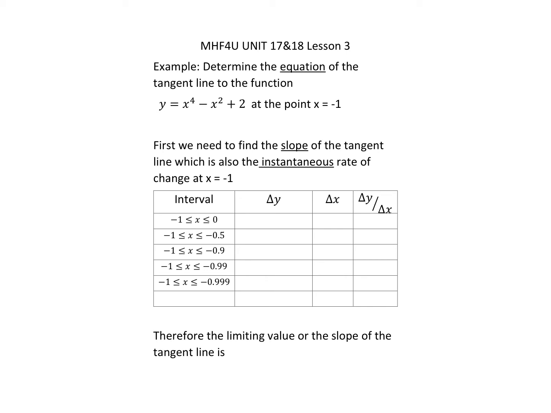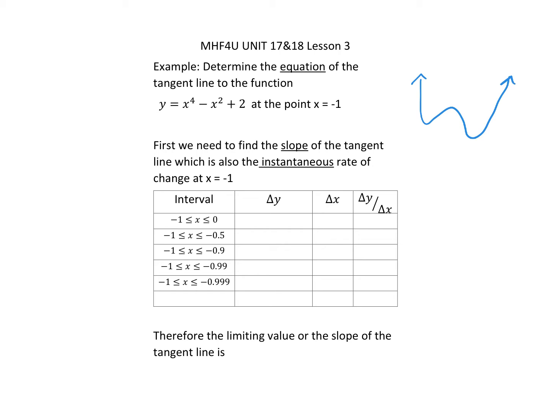In this lesson, we want to find the equation of the tangent line to the function at the point x equals -1. So the graph is probably going to look something like this. It's a power degree 4 with a positive leading coefficient, so both ends are going to go up. So we want the instantaneous rate of change at x equals -1.